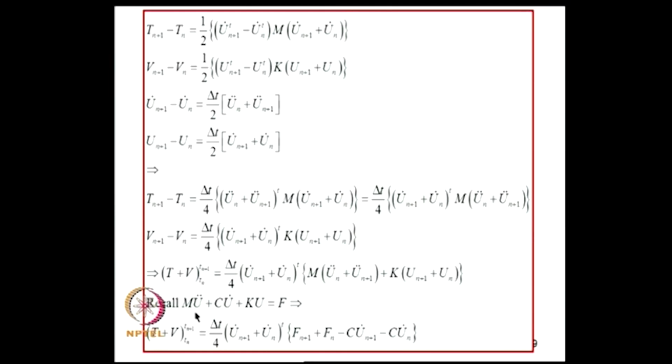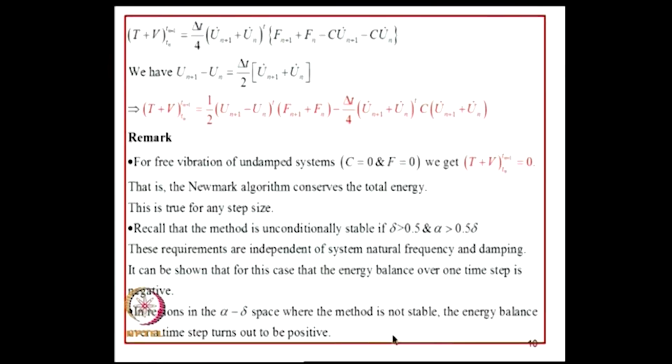Now, if we recall m u double dot plus c u dot plus k u equal to f, from this we can write this expression. That means I am looking for T plus V at Tn plus 1 and Tn, I get this. So, this is the expression we have got, and now this is again Newmark beta approximation for displacement. If I now substitute that, I get the change in total energy from time step Tn to Tn plus 1 is given by this.